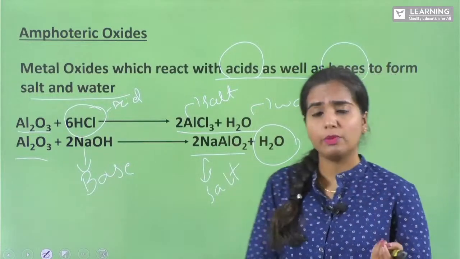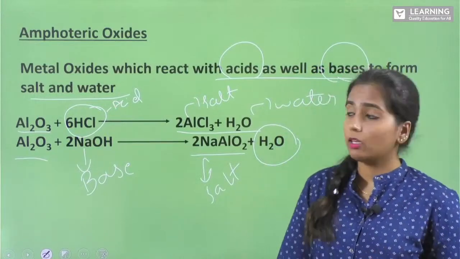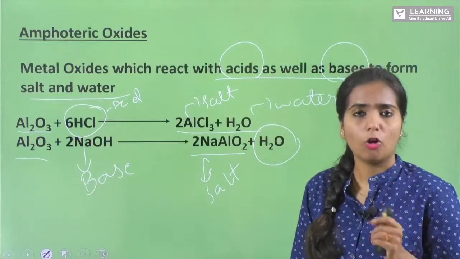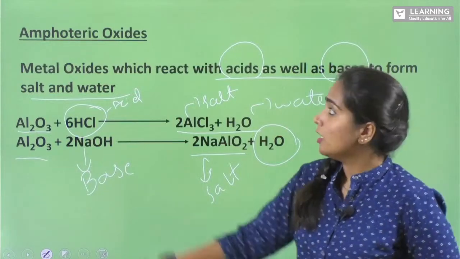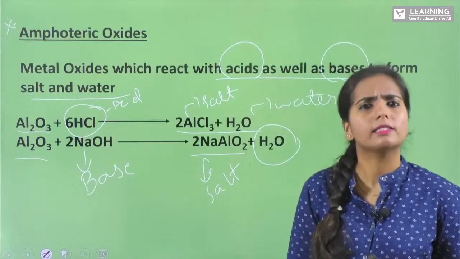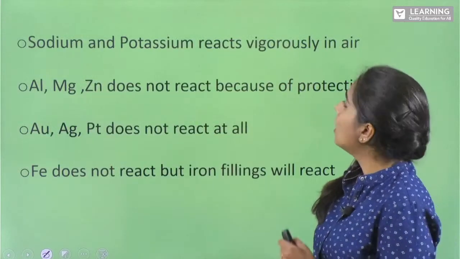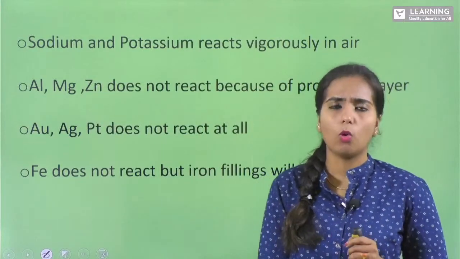So there can be a question like, what is an amphoteric oxide? Give an example. You can give one example with acid and one example with base. There are a lot of other examples also given in your textbook, you can refer to that, right? So this is also one of the important concepts which you are supposed to remember from the examination point of view.